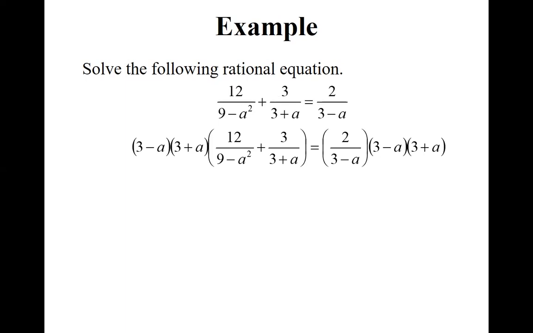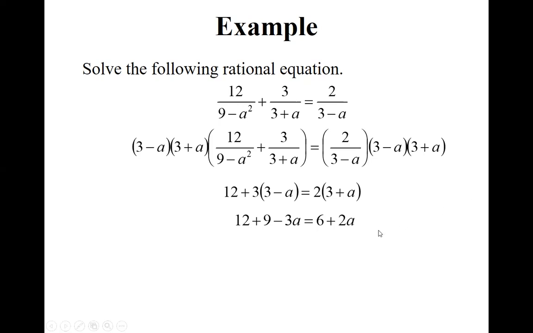Multiplying the left side through, the denominator of 9 minus a squared will cancel, leaving just 12. Then the 3 minus a times 3 plus a times the 3 divided by the 3 plus a: the 3 plus a's cancel, leaving us with 3 times 3 minus a. On the right, the 3 minus a's cancel, leaving us with 2 times 3 plus a. Distribute to get rid of the parentheses. 12 plus 9 minus 3a equals 6 plus 2a.